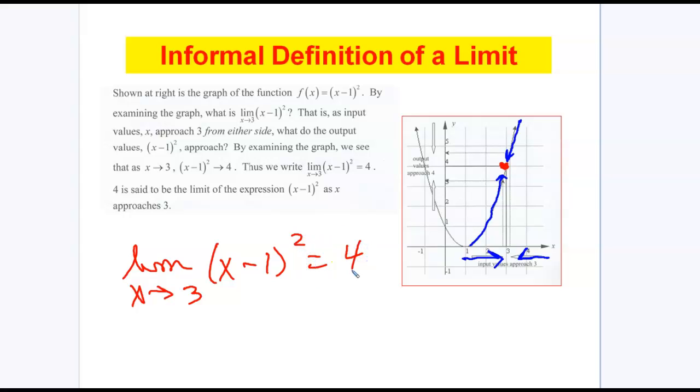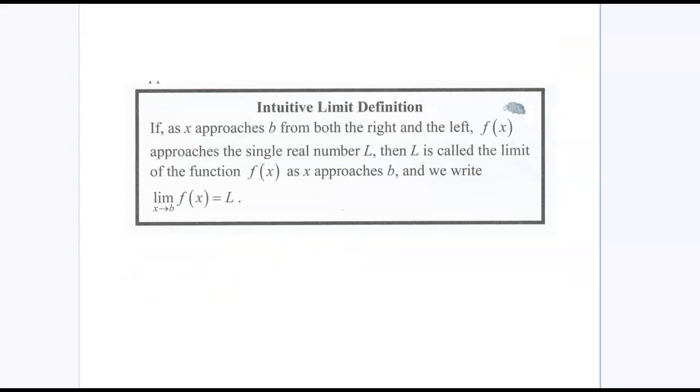Okay, so basically when we're looking at limits, we have to look at what the y value of the function is approaching as the x value is approaching a certain value. So let's take a look at the intuitive limit definition. It says if x approaches b, and b would be our x value, from both the right and the left, and if the function f of x approaches the same single number, then this is called the limit of the function, and we can write the limit as x approaches b of f of x equals L.